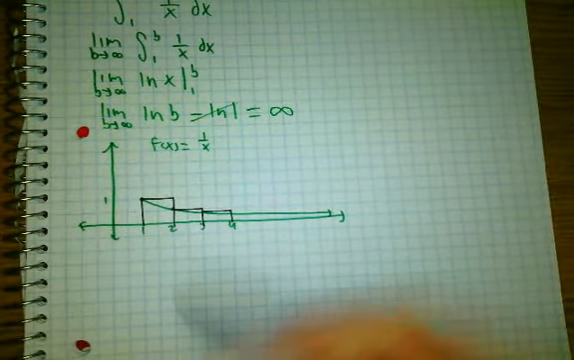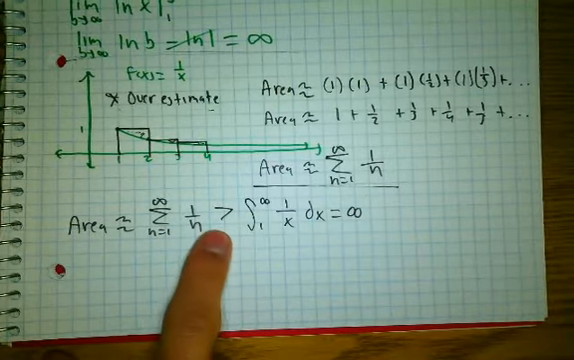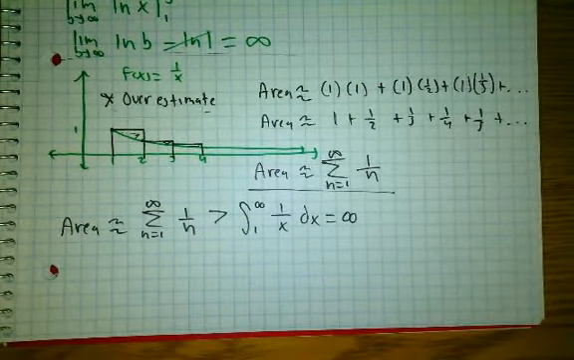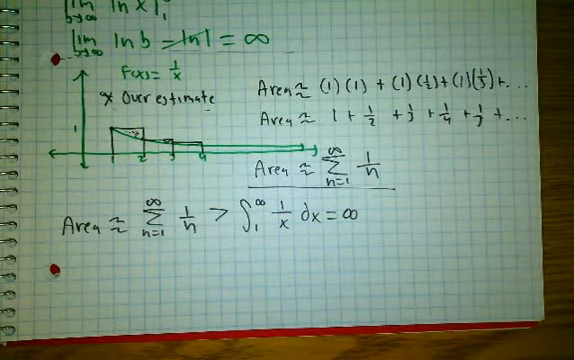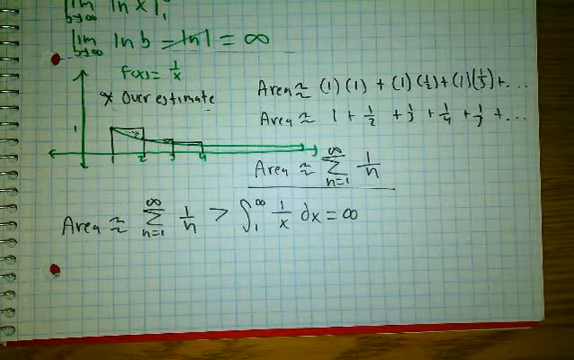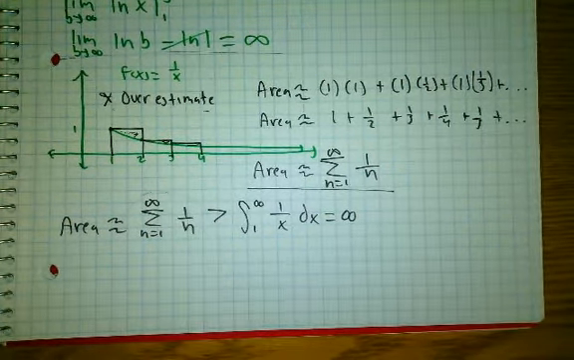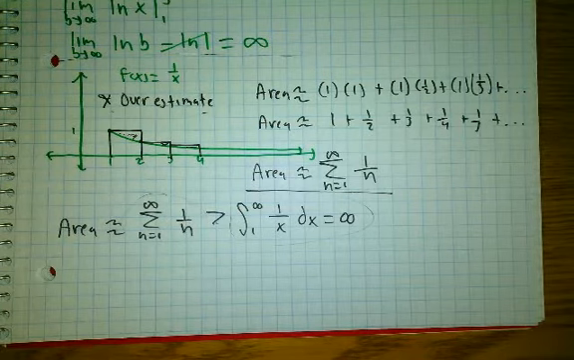So here's my question. Let's make a conclusion out of this. If the area is approximately this series, and this series is more than this, what can you tell me about the series? It's divergent. Why would it be divergent? Because it's got to be bigger than infinity. I'm going to repeat that one more time. If the area is approximately this series, right? And this series is bigger than the area underneath this function. If this function is going to infinity, and this series is going to be bigger than infinity, what can you tell me about the series? It's divergent.